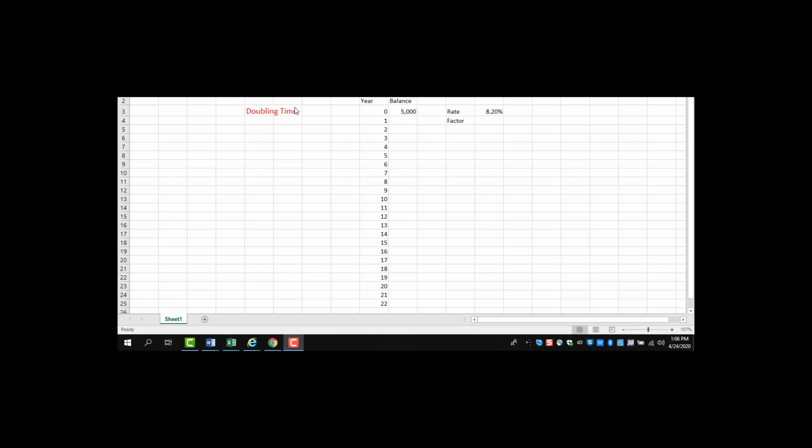So we're going to look at doubling time and in the next slide, half-life. These are very common terms used in association with exponential functions. So first we'll look at doubling time. Let's say you have 5,000 in the bank and every year it increases by 8.2%. It's a mutual fund or bond or something. So that factor would be 1 plus 8.2 over 100, which is 1.082. So if I multiply this 5,000 by 1.082, I will increase the 5,000 by 8.2%.